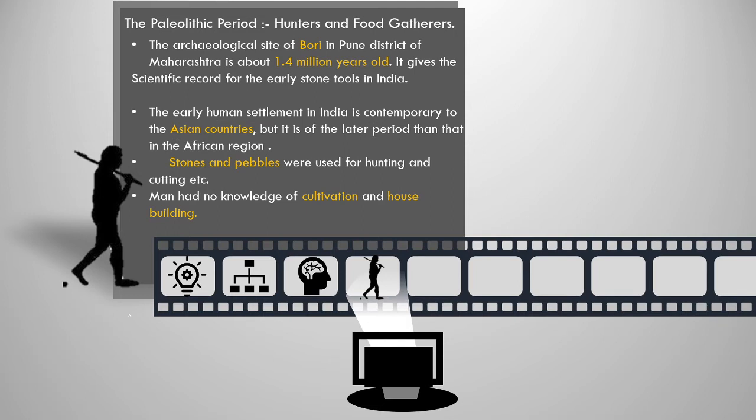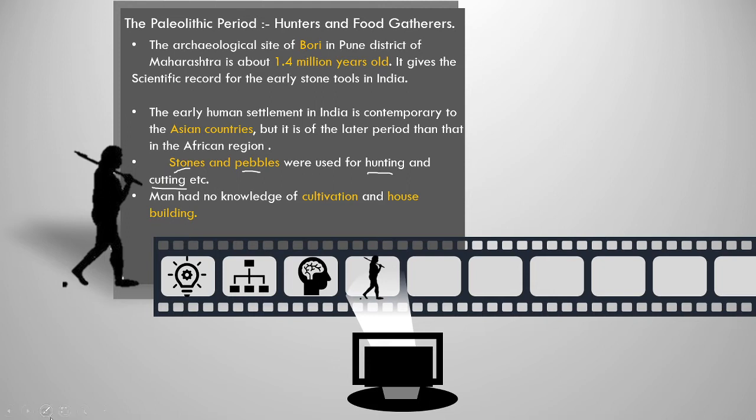Now, next point. Stones and pebbles were used for hunting and cutting. Because they are the basics of all, they were used for hunting and cutting. They used to hunt animals and cut their skin and their flesh, right? So stones and pebbles were used at that time.